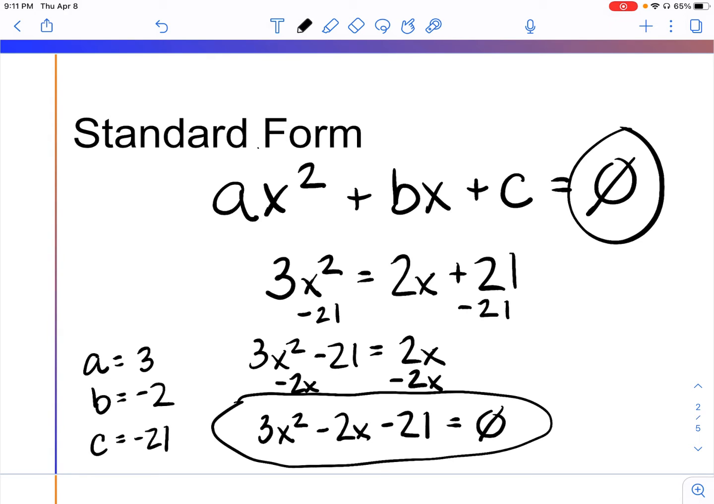Notice that in standard form, these are all pluses. So if in your equation you see a minus, that means the coefficient there is a negative number. So the coefficients are 3, -2, and -21. So A equals 3, B equals -2, C equals -21.